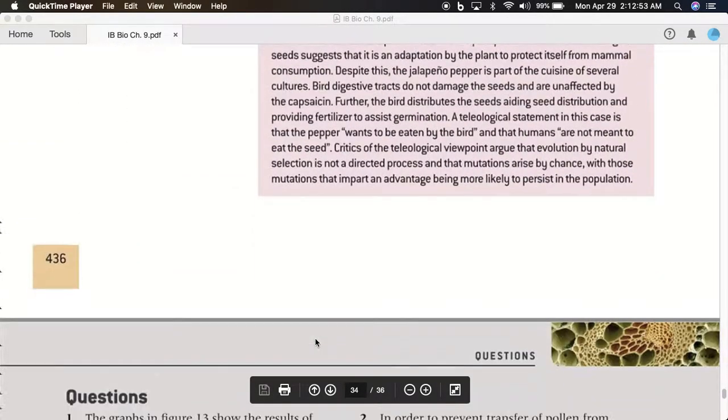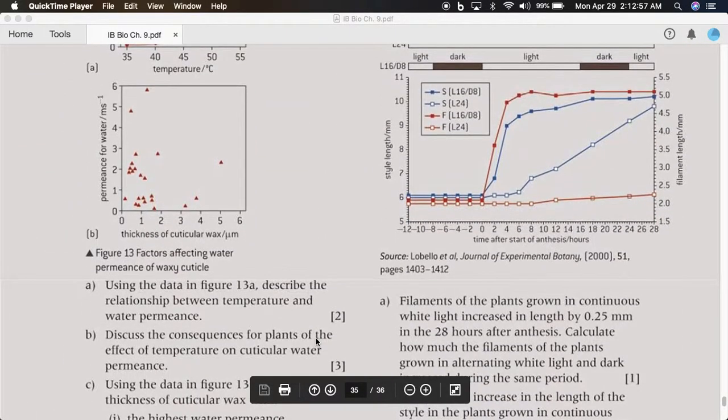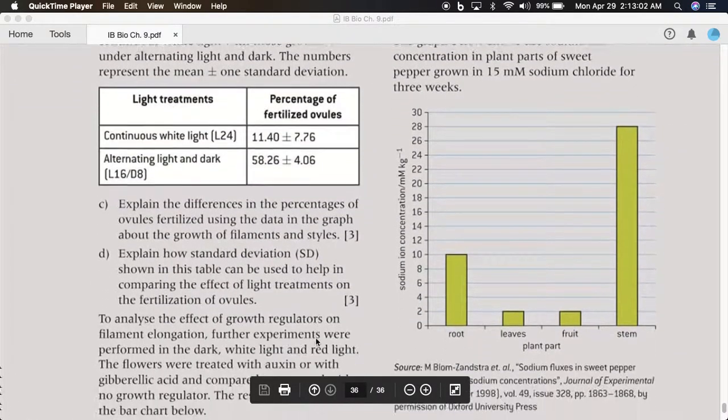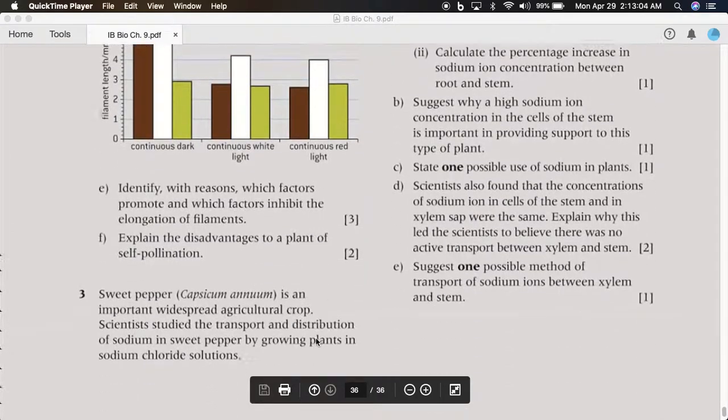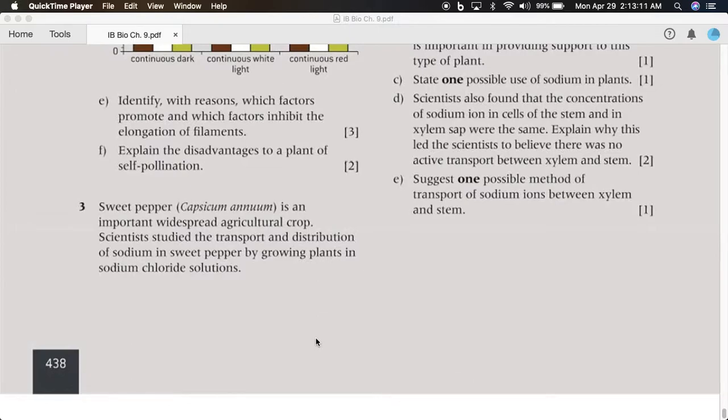And I think that pretty much takes us to the end of chapter 9. So again, the important things: you want to know the structure of the flower, the structure of the seed. You want to understand PR and PFR and how they convert into one another. And I think that's pretty much it for 9.3 and 9.4.